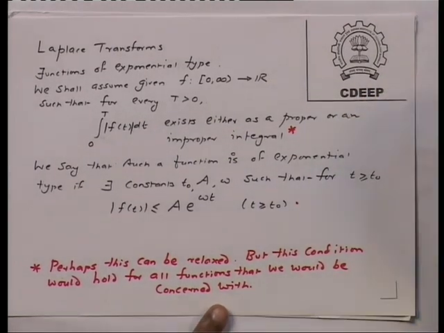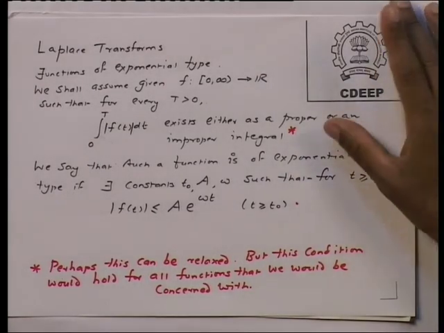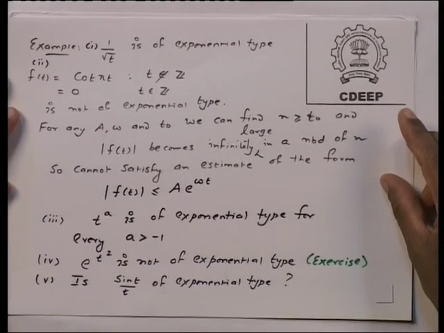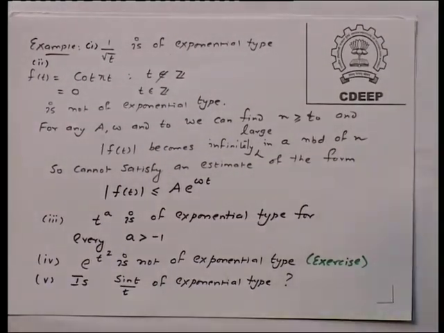So, is it clear? We make two conditions: over finite intervals the integral of mod f should be finite, and there is a growth condition at infinity. Let us call a function satisfying these two conditions a function of exponential type. Some examples can be given for functions of exponential type. Do not write all these examples, they are obvious.